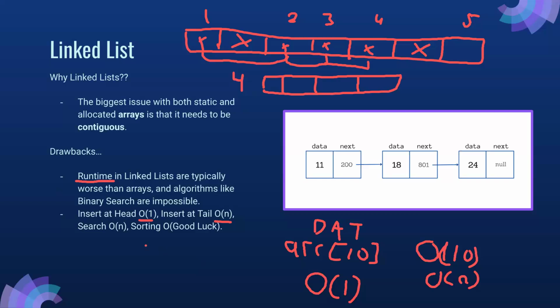And searching linearly, it's O of n. There is no binary search on a linked list effectively. So it's hard to do those standard operations that you would expect with an array. However, it does solve that big issue of contiguous memory. So that is a big inspiration of linked lists.